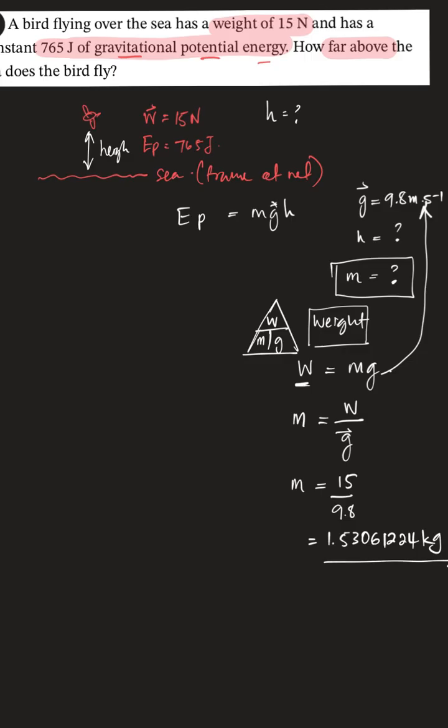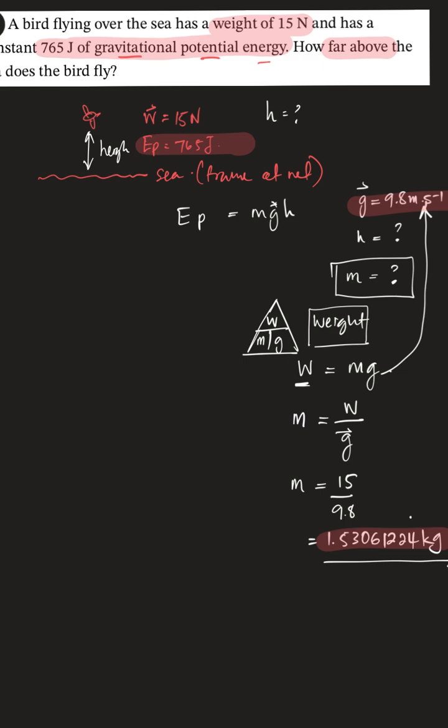Right. So I've got my mass now. So do I have mass? Let's have a look at what information I've got. Do I have mass? Yes. Do I have G? Yes. Do I have EP? Yes. So all I'm going to do is take that and put it into my formula.